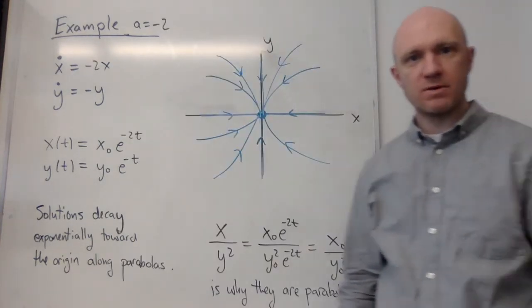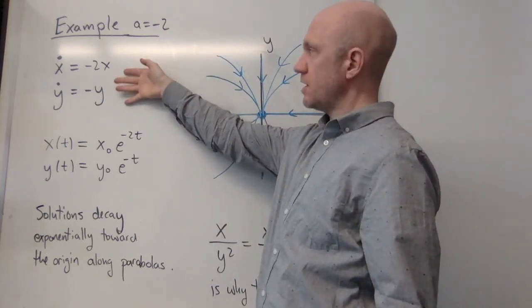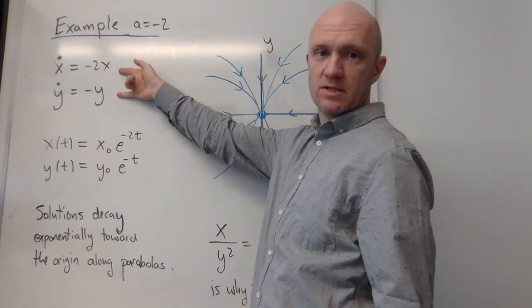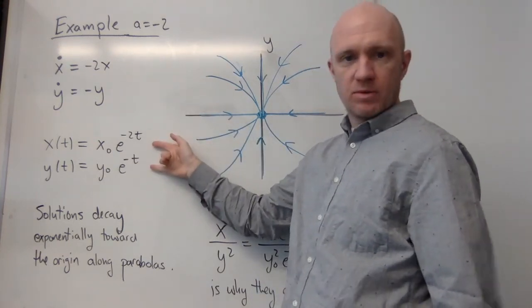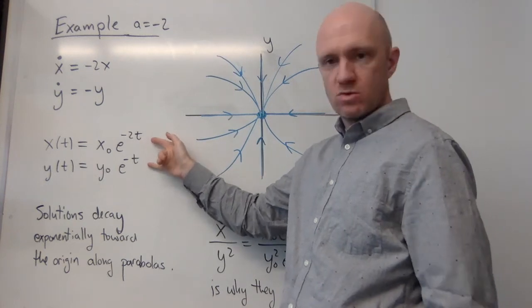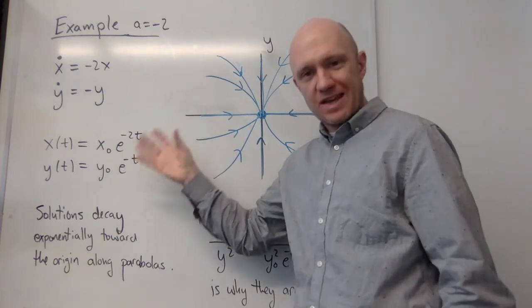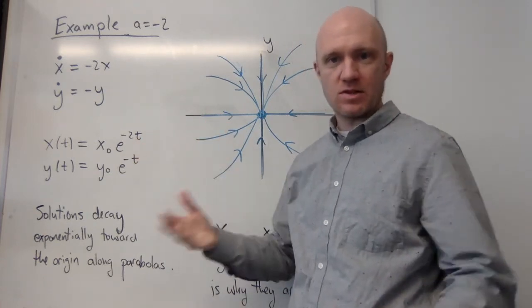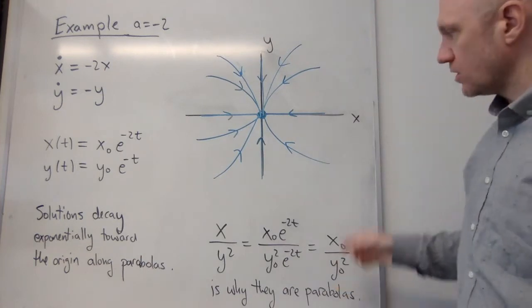Okay, another example. Let's take a equals minus 2. Then our system becomes x dot equals minus 2x and y dot equals minus y. Again, totally decoupled. We could solve this, and we've got two separate one-dimensional equations. But again, we can combine them, and we can start to get some intuition as to how we're going to think about 2D systems.